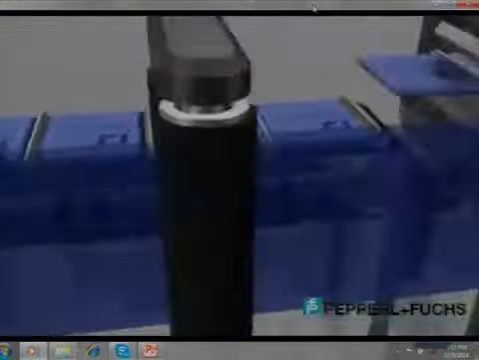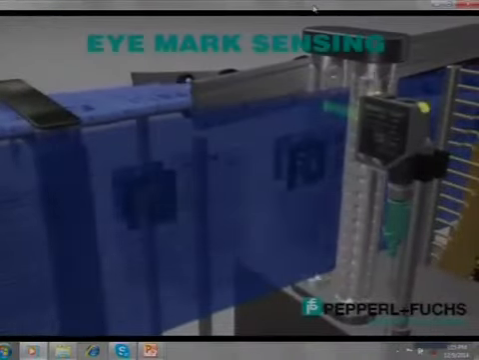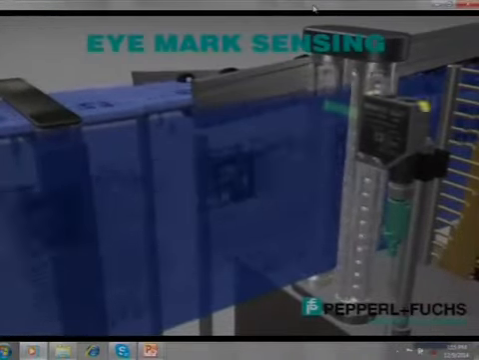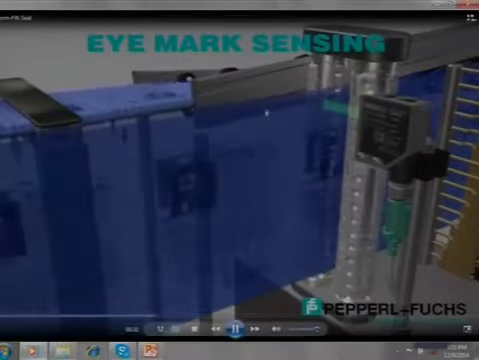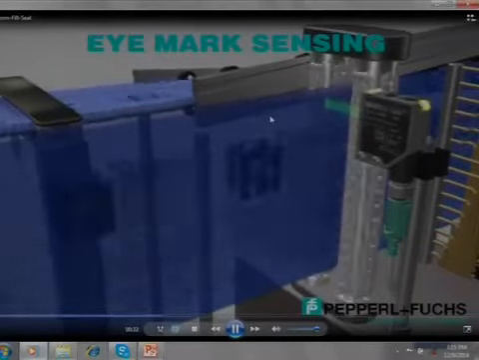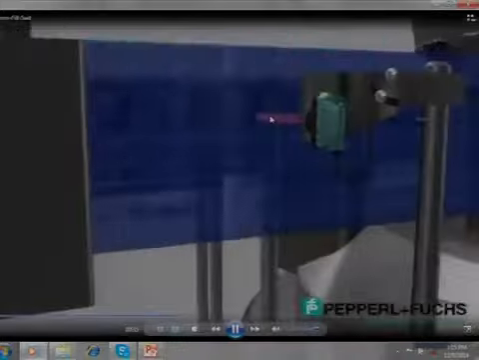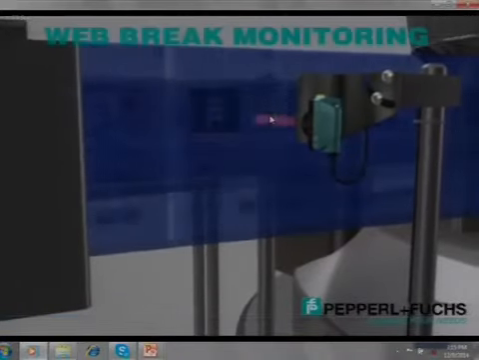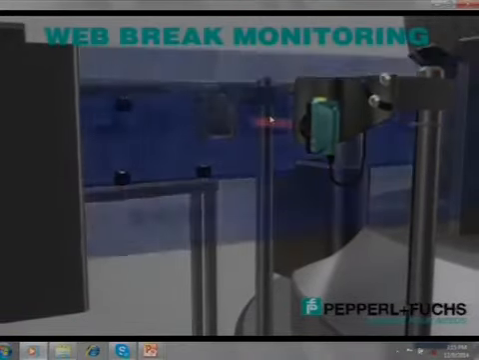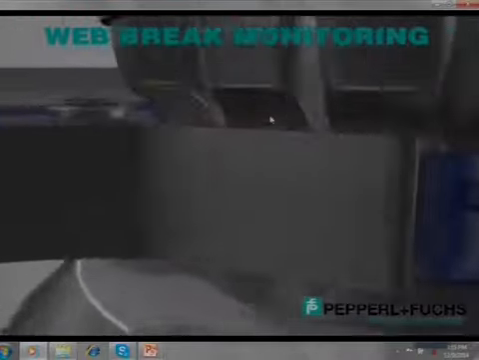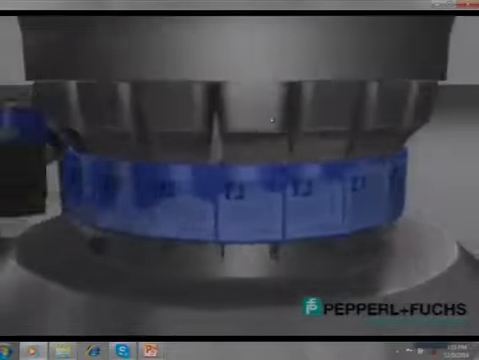Then this is known as a splice, two joints. This is the eye mark, as you can see the black spot on this. This is the eye mark. This is where the sealing has to happen. So, this is a video which shows all types of sensors that we have discussed used together in one machine. So, this is the filling application.